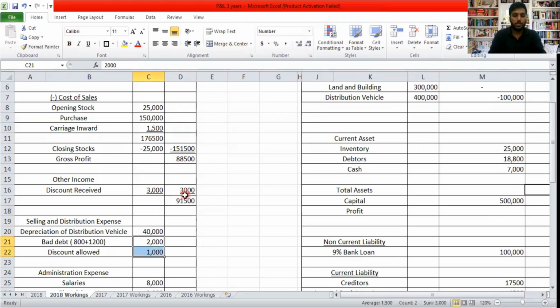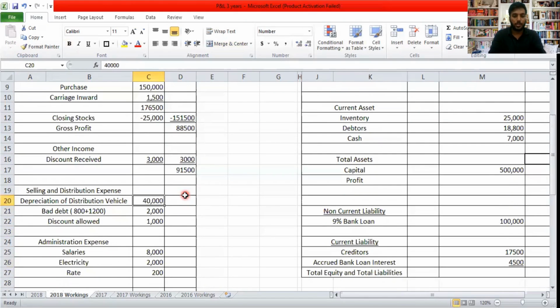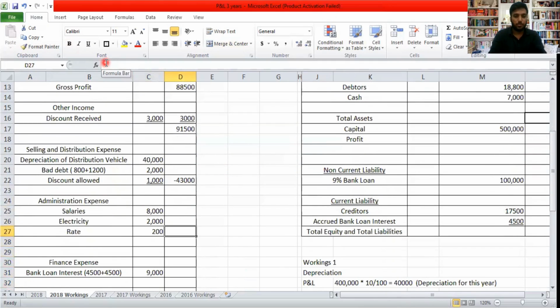Then you have expenses. You have 43,000 under selling and distribution expense. I'll write here 43,000. It's better you put it in brackets as I already informed. Put a line and bring that. And here you have 10,200. And here you have bank loan interest 9,000.